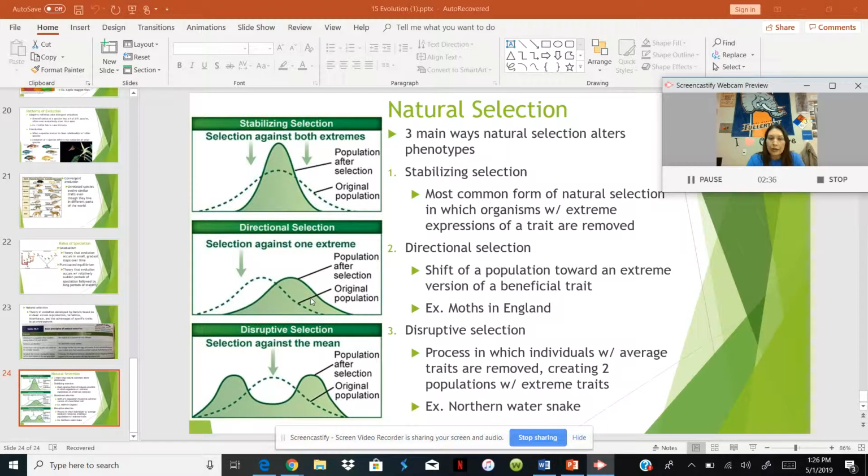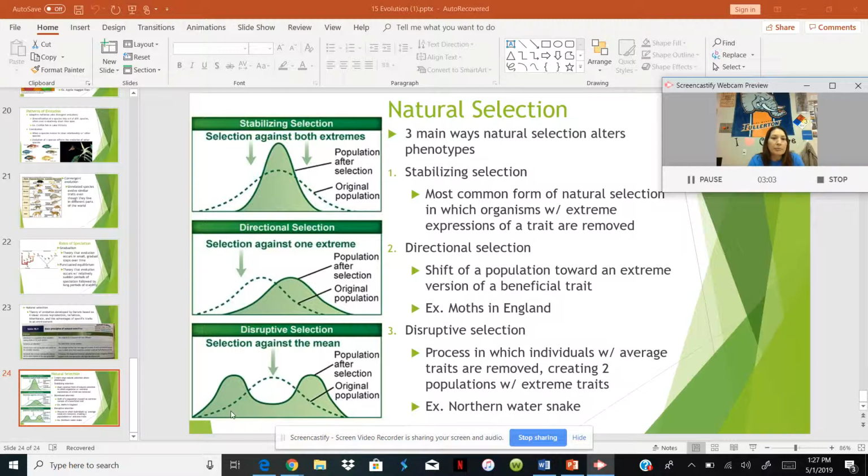In directional selection, there's going to be a shift. One of the traits, either the dark, as you see here in this graph, or the light, this hill right here can also be over here instead of over here. So one of the extreme traits is going to be selected for. And this has to do with the activity we will be doing tomorrow in class, the moths in England.